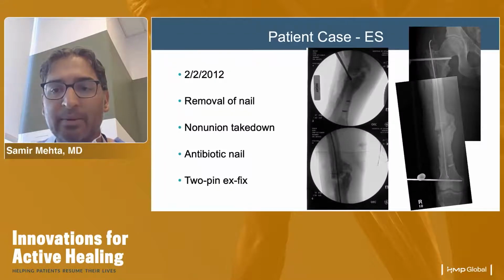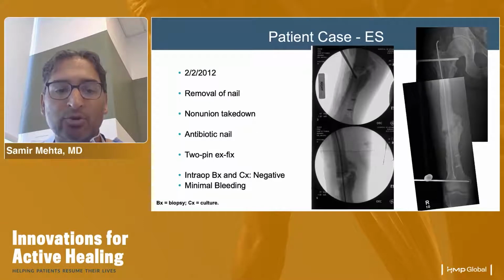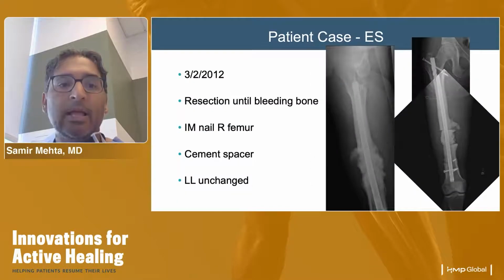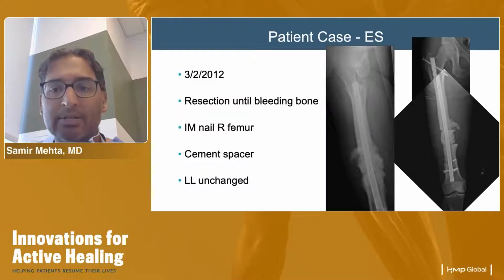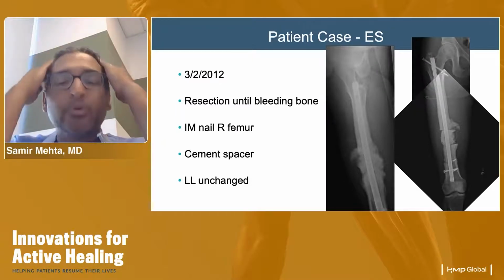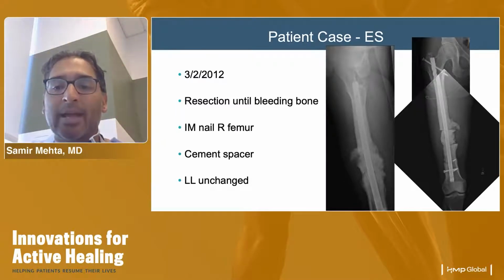We used an antibiotic nail. We did a 2-pin external fixator, and his intra-op cultures were negative. So I said, all right, so you're not infected. We're good to go. I then took him back. I put a rod down his leg. I took out that intercalary segment of bone that I was worried about, that I didn't think was alive, and I put a cement spacer in there. So I put an antibiotic cement spacer, again, with the idea that, well, maybe he's infected and this bone isn't great. And you can see that maybe I got an incomplete resection, but I thought it looked pretty good.